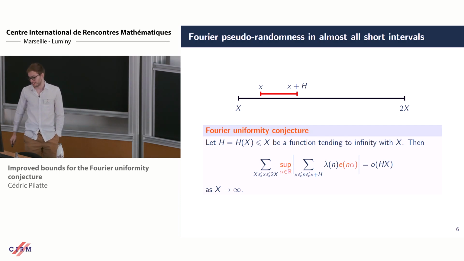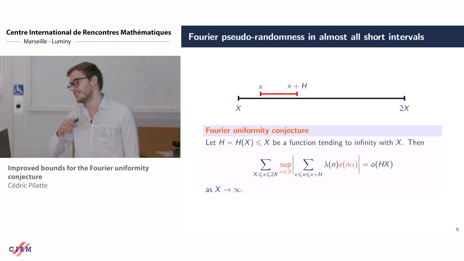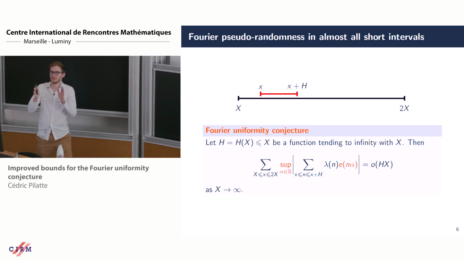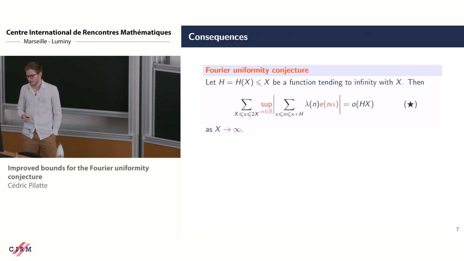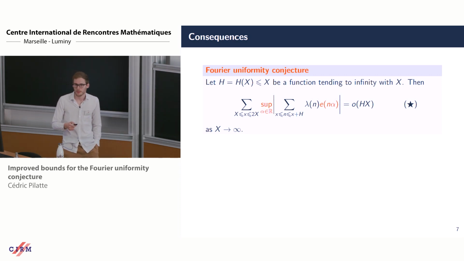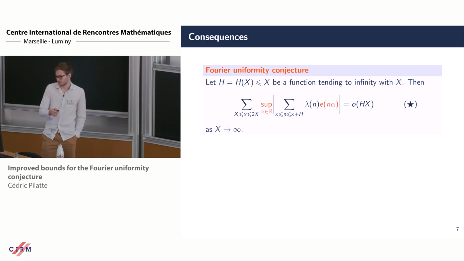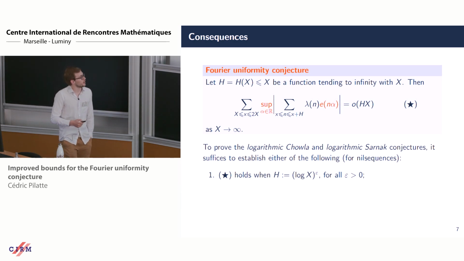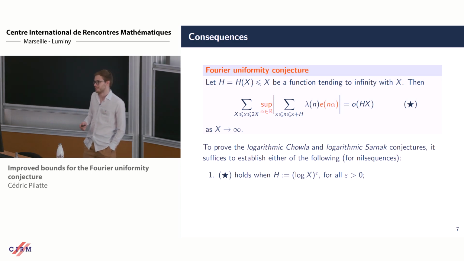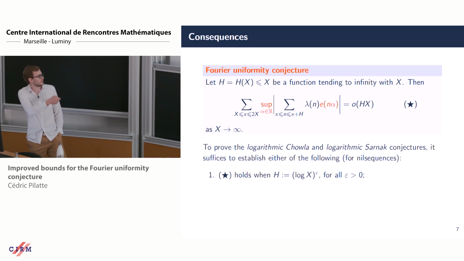So this is the Fourier uniformity conjecture, and it's a conjecture because we don't know it for every function h of x going to infinity. In fact, the smaller you want your function to be, the less we know about this question. So here is the Fourier uniformity conjecture again, and it's interesting in its own right, but it will also have some important consequences. And these are the logarithmic Chowla and logarithmic Sarnak conjectures. So I won't define the logarithmic Sarnak conjecture, but these two conjectures are equivalent, and they're also equivalent to a version of the Fourier uniformity conjecture.